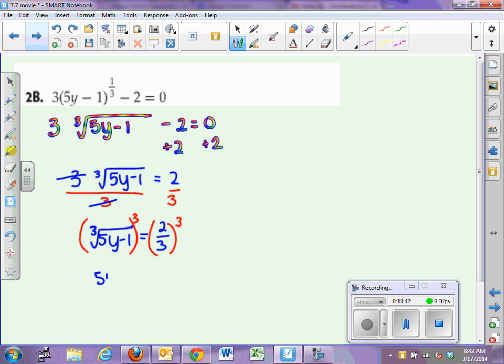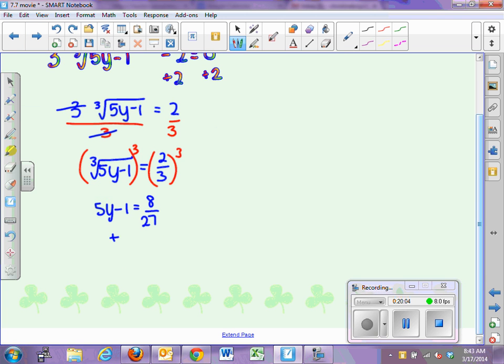So we get 5y minus 1 alone. What happens over here? Remember, when you're multiplying or dividing and you're raising it to a power, you can raise each part to that power. So I'm going to raise 2 to the third, which is 8, and 3 to the third. 3 times 3 times 3 is 27. Now I'm going to add 1 to both sides, but to be honest with you, I want to add it in a way that would be easy to add. So I'm going to add 27 27ths to that side, which of course is the same as 1. So I get 5y, and I get 35 27ths.